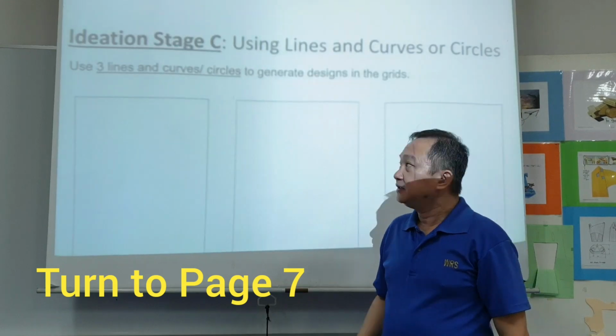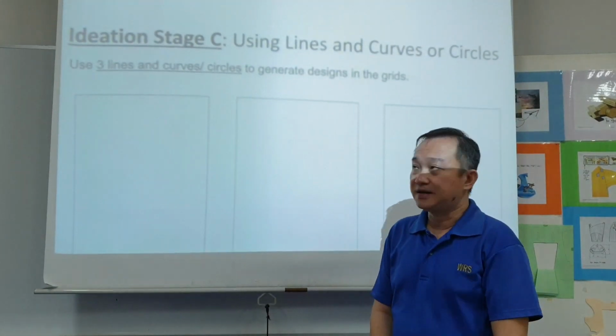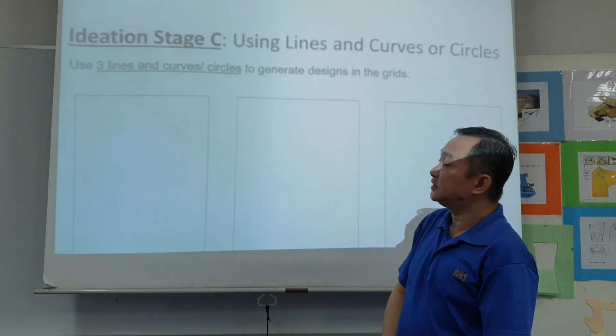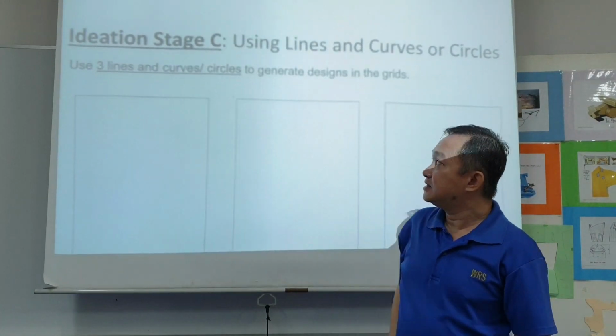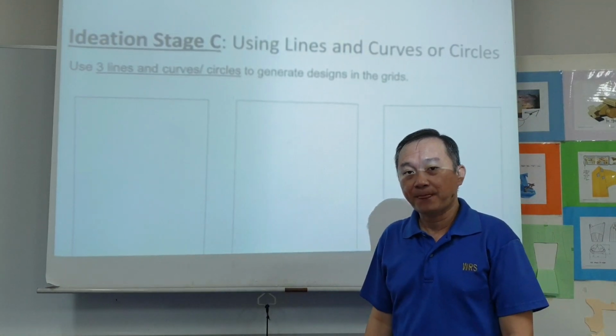On this projection, you can see that we are on page 7, so please turn to page 7. It's ideation stage C, using lines and curves or circles. And we are going to use 3 lines and curves, circles, to generate designs in the grids.